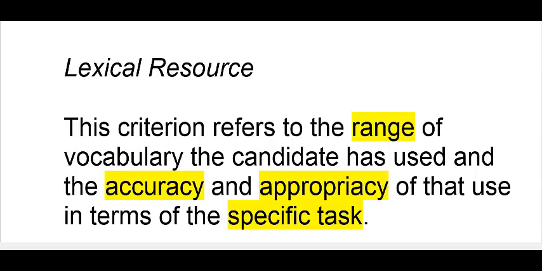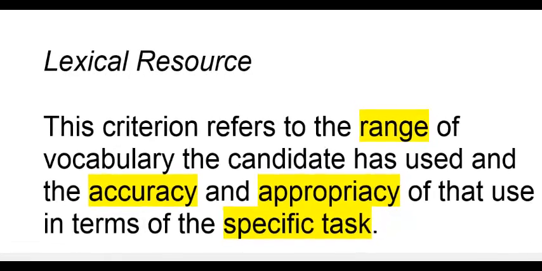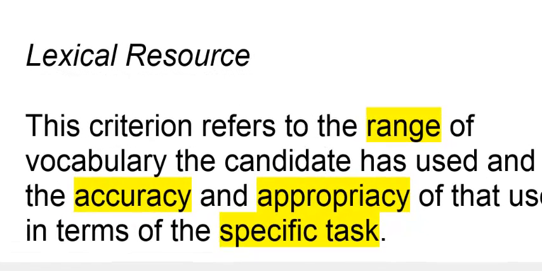So let's take a look at some of the keywords in this description. Firstly, range refers to the number of words, different words, you use in your writing. So say for example in an essay of 250 words you use 120 different types of words, you're going to have a larger range than somebody who does the same essay and only uses 80 different types of words.